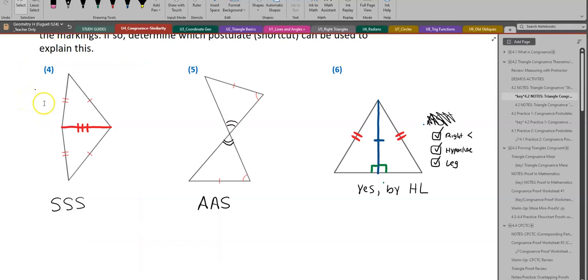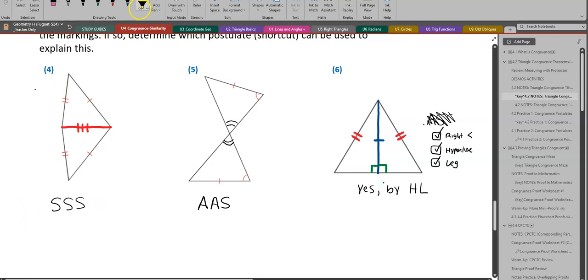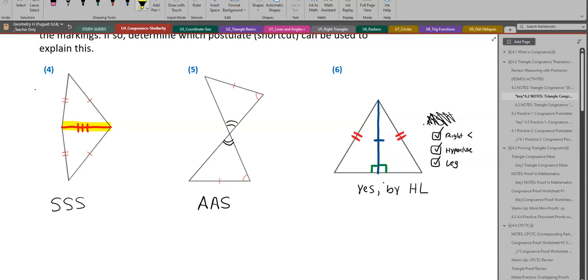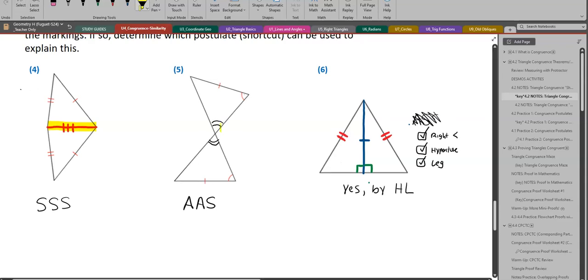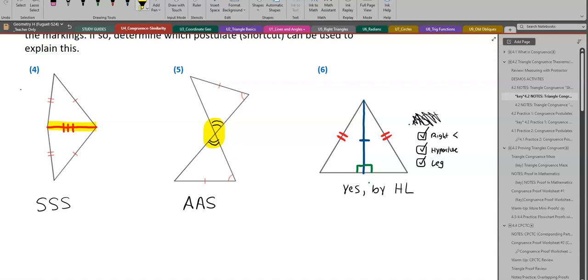So let's look at these first 3 here. In the first one, this is going to be side, side, side. We had to add in the fact that they did share this side, so I used the reflexive property to get that. Very similar to the sample problem we did above. For number 5, we had these crossing lines, these intersecting lines, and the non-adjacent angles are equal, so that would make vertical angles. Therefore, our conclusion is angle, angle, side. I'm going to come back to 6 afterwards.